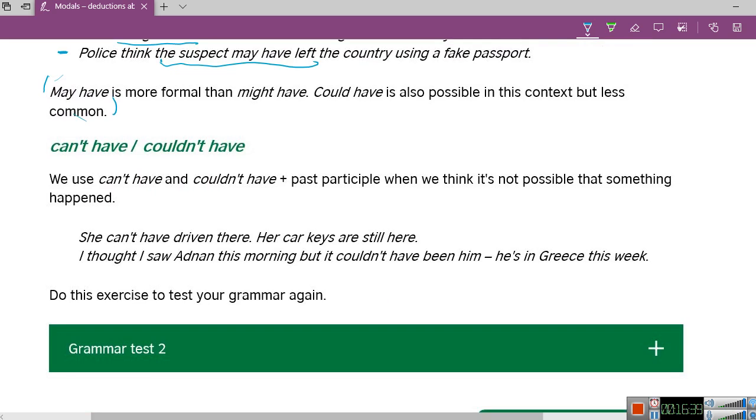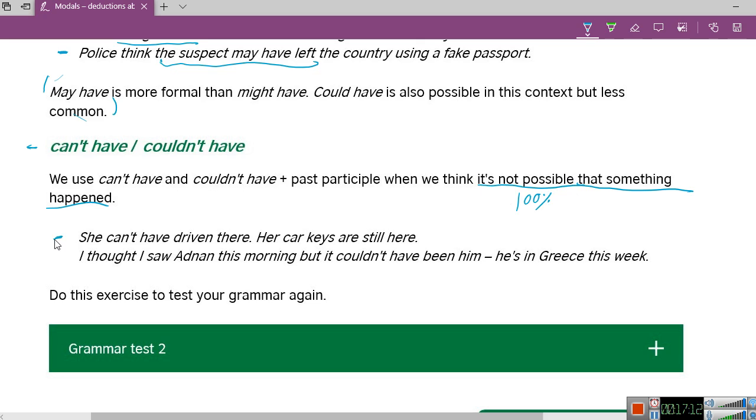Now, this last one, can have / couldn't have. We use can have and couldn't have plus past participle when we think it's not possible that something happened. So I'm pretty sure, again 100%, but this one goes on the other way, that something happened. I'm sorry, it's not possible that something happened. I should have highlighted there.